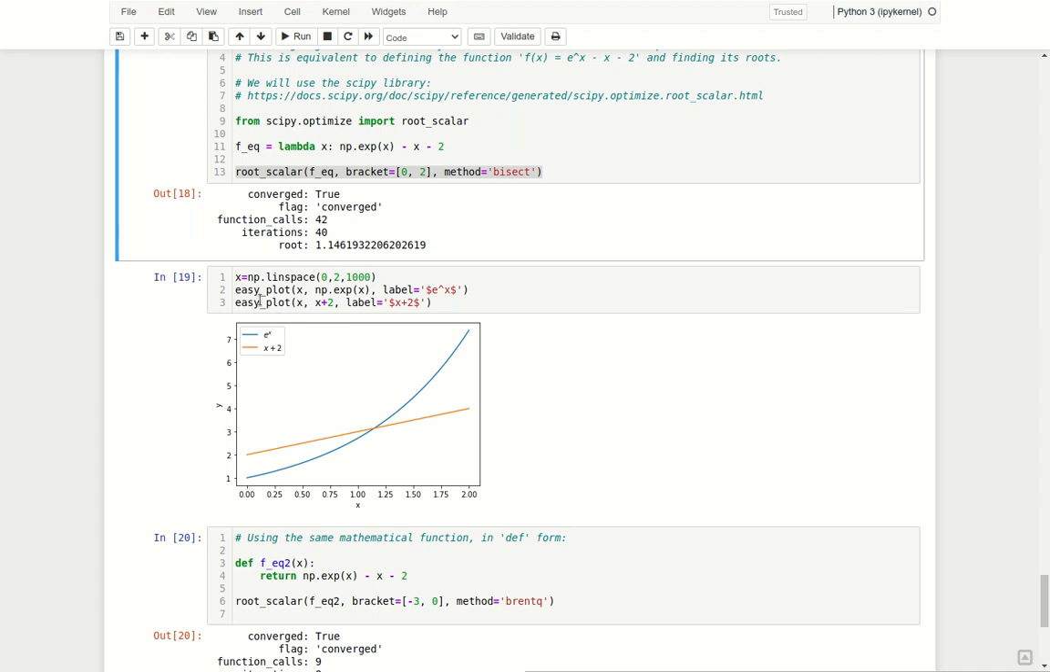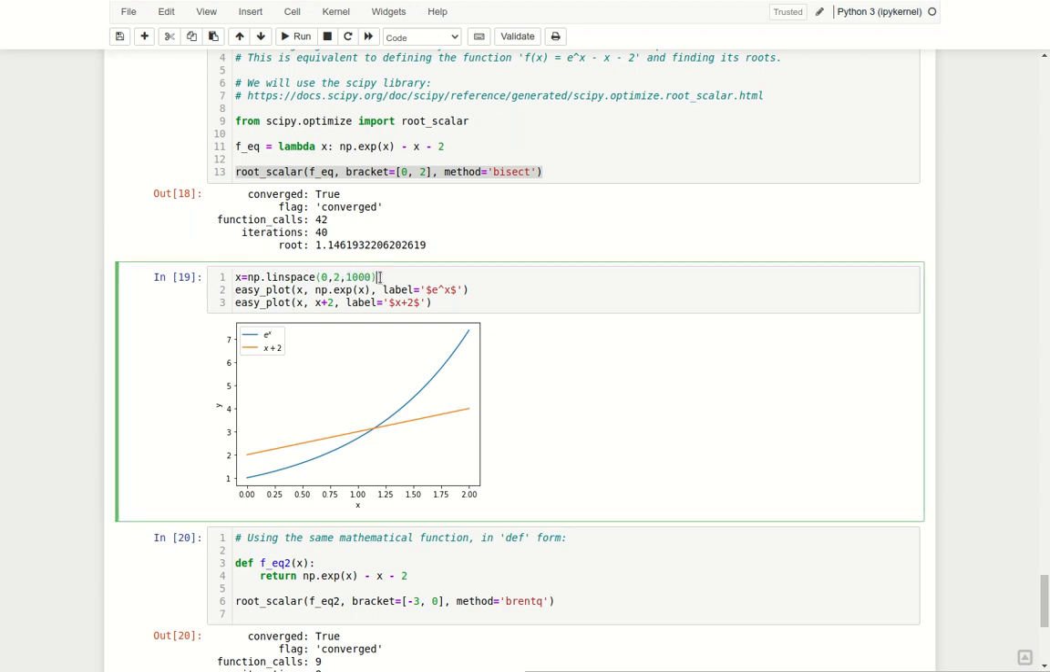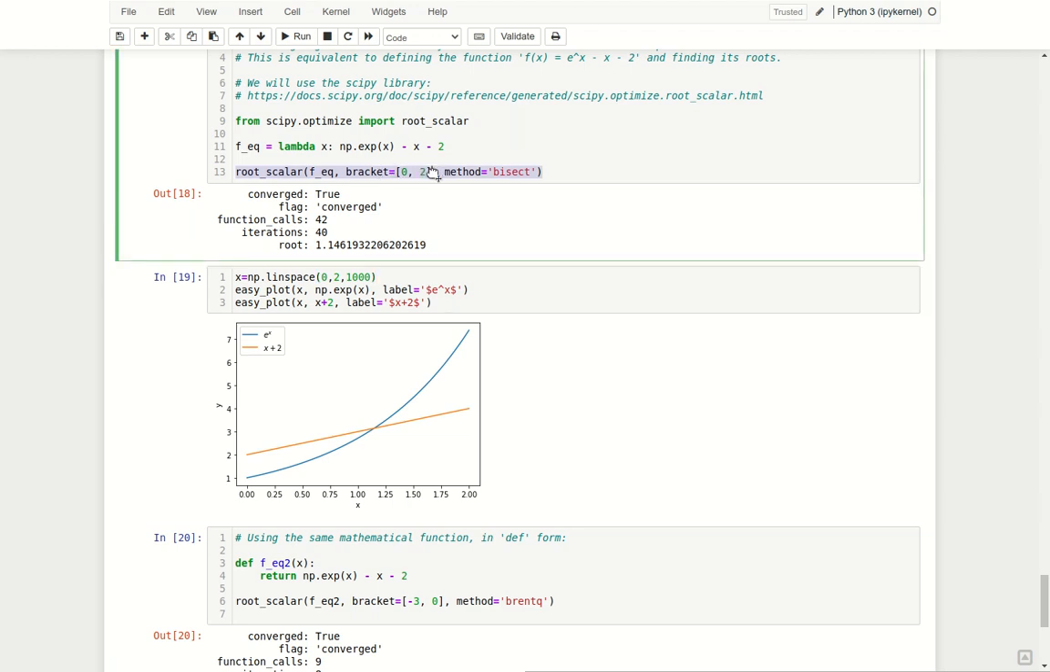So we can see, in fact, I'm using here the easyplot function that I defined before. Here I have that the linspace x is going to be the linspace from 0 to 2 with 1000 points in between, and this includes 0 and 2. And this is the bracket that we were using to call this function root_scalar.